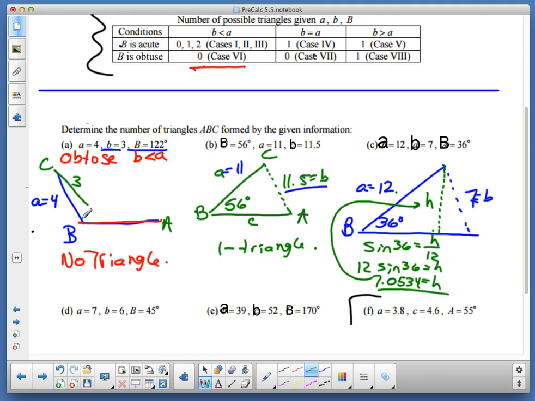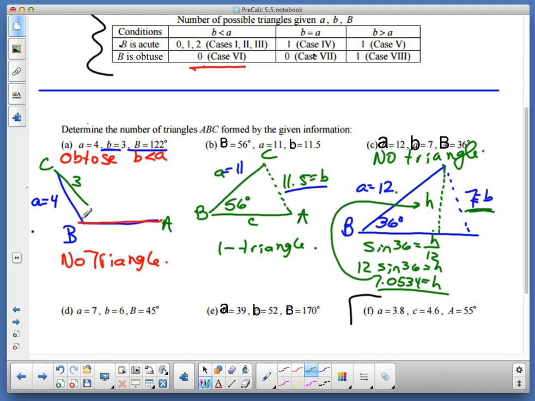What do I know about that green h and my side B? Which one's bigger? Well, it's my green h, right? Because the height at that point is longer than the side provided, it won't make a triangle. Does that make sense? So I have no triangle created here. So, no triangle.